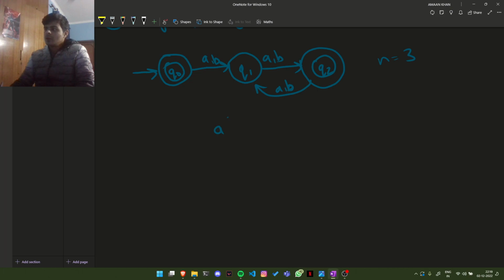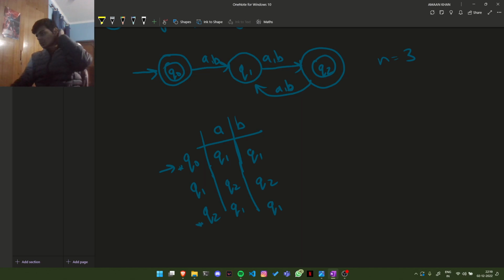Transition table, a, b, and we are going to have q0, q1, and q2. So for q0, a goes to q1, q0 b goes to q1, q1 a goes to q2, q1 b goes to q2, q2 a goes to q1, q2 b goes to q1. This is the initial state, and this is a final state, and this is a final state as well. So the first step I did was create a transition table.